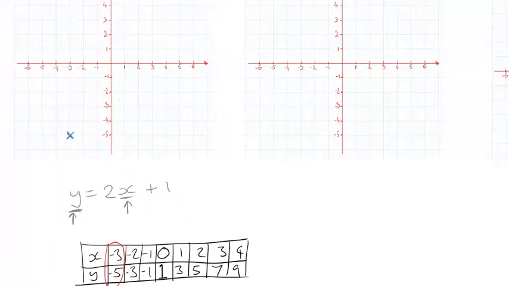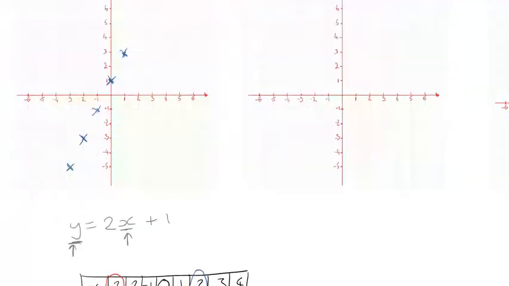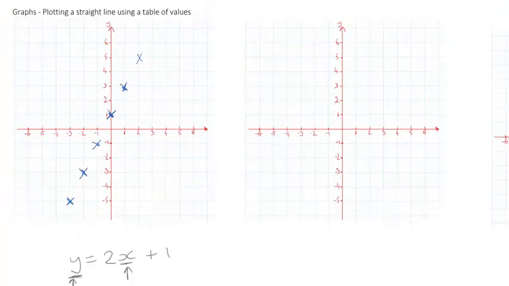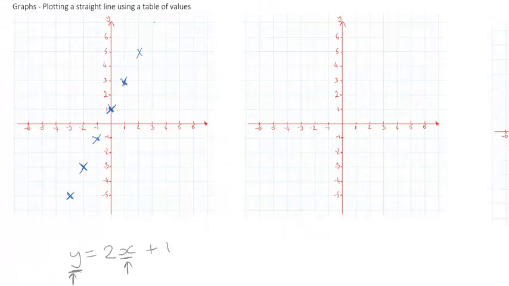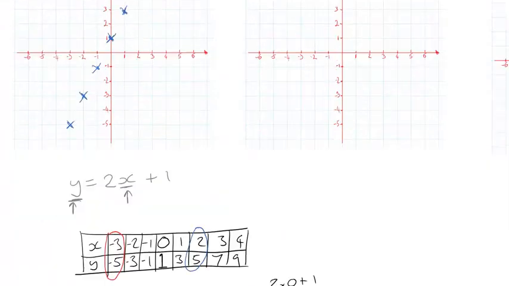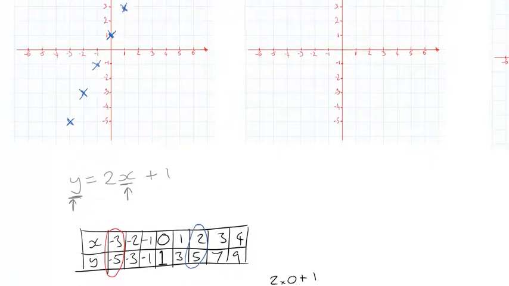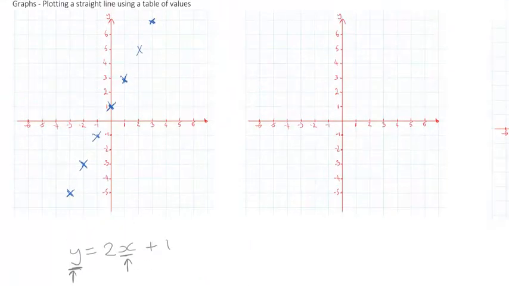Minus 2, minus 3 is here. Minus 1, minus 1 is there. 0, 1 is there. 1, 3 is there. And of course, don't forget, I'm just pairing these up. The next one's 2, 5. So 2, 5 is going to be there. We have 3, 7 next, and that's there. Now, I can't fit the last one into my graph, but don't worry about this, okay? We're just going to plot the ones that we can see.